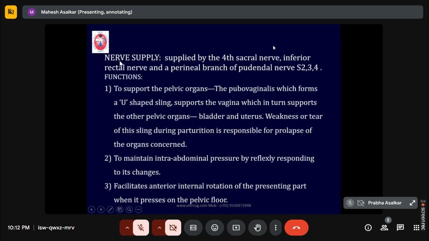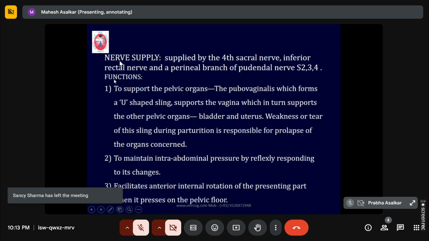Then what is the nerve supply? Again, one of the commonly asked questions. It is supplied by the fourth sacral nerve, inferior rectal nerve, and perineal branch of pudendal nerve, that is S2, S3, S4. So the perineal branch of pudendal nerve S2, S3, S4 is responsible for the supply.